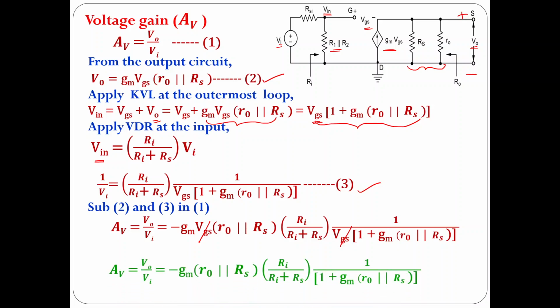AV is equal to V0 by Vi is equal to minus Gm into R0 parallel with Rs into Ri divided by Ri plus Rs into 1 by 1 plus Gm into R0 parallel with Rs. Hope you understood how to do the small signal analysis of a common drain amplifier. We discussed in this video how to derive the expressions for the input resistance, output resistance and voltage gain. Thank you all.